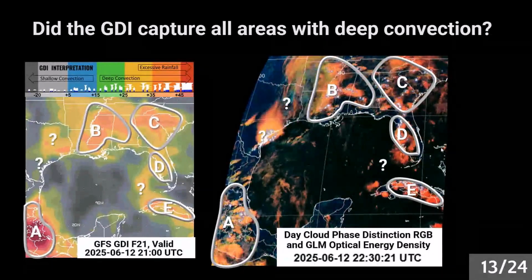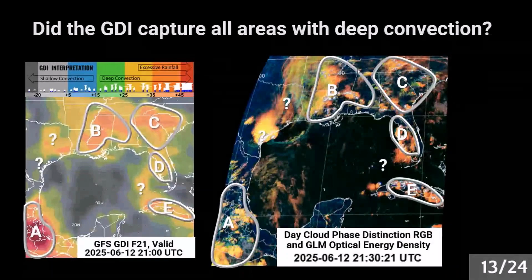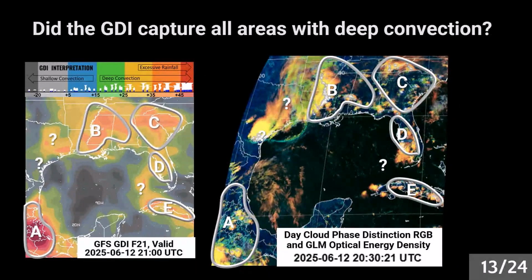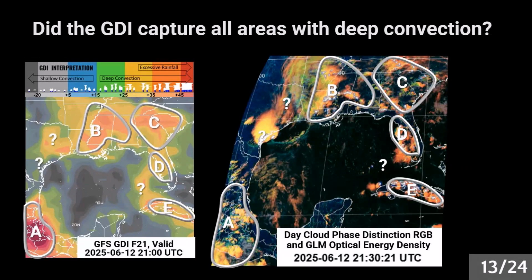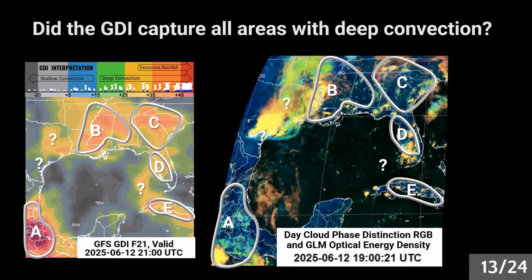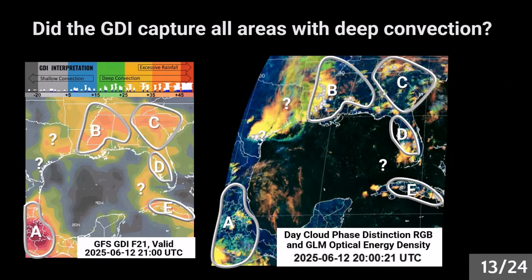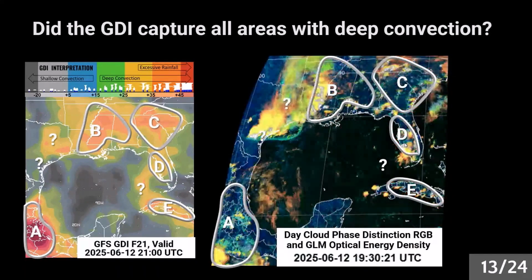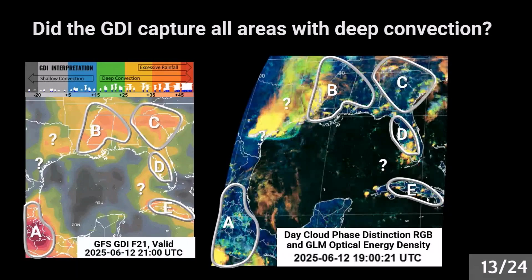All right. Okay. So the question is, does the GDI capture all areas with deep convection? This is just another example. And if you look, I encircled the areas of deep convection, well, the areas where the GDI did a good job, with these white contours, and you can see that for the most part, GDI is able to capture areas of deep convection. So A, B, C, D and E, well, deep convection occurred in all those areas.